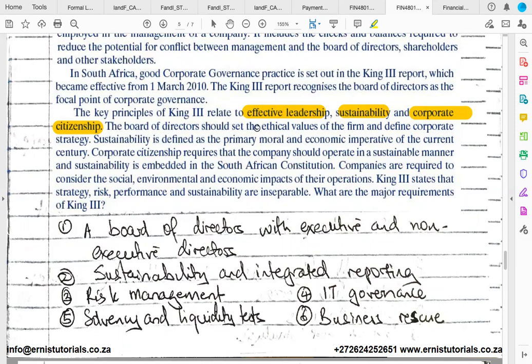So the board of directors should set ethical values of the firm and define corporate strategy. And then sustainability is defined as the primary moral and economic imperative of the current century. Corporate citizenship requires that the company should operate in a sustainable manner, and sustainability is embedded in the South African Constitution.